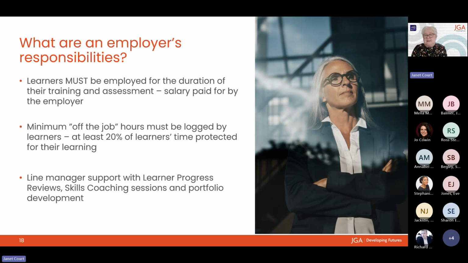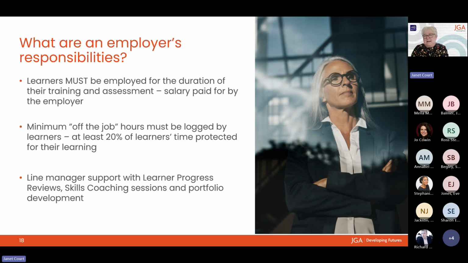As I said before, with this tripartite support, employers do have responsibilities. Learners must be employed for the duration of the training and assessment. The salary is paid for by the employer. If you've not looked at apprenticeships before, you will come across something called off-the-job hours. It can be quite confusing, but actually it's easy at the end, although someone did describe it to me as a little like trying to explain the offside rule. You either get it or you don't. But we provide lots of support on that one. They have to log these hours.